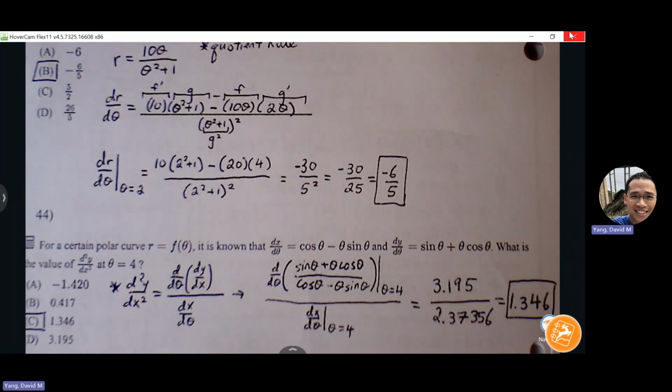Okay, 43, we just have to go through quotient rule, and then plug in theta equals 2. 44, second derivative, remember the formula is d over d theta of dy dx divided by dx d theta. So it has that extra piece when we're dealing with the second derivative with parametric or with polar. Again, derivative of dy dx divided by dx d theta.